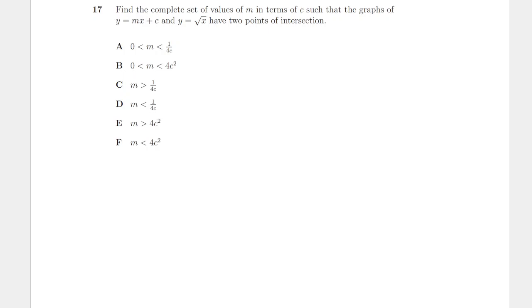Okay, 17. Find a complete set of values of m in terms of c, such that the graphs of y equals mx plus c and y equals square root of x have 2 points of intersection. Okay, so again, let's just draw a picture to see what's going on, right? So you have square root of x, looks like that.